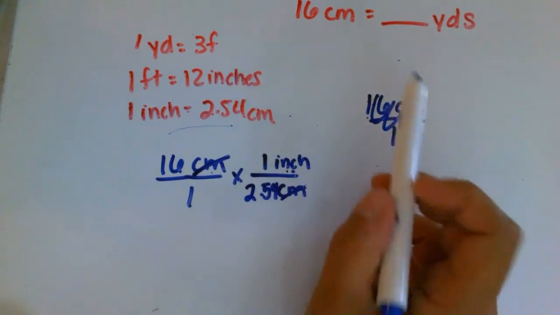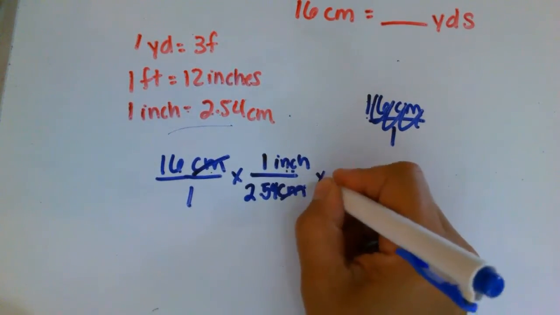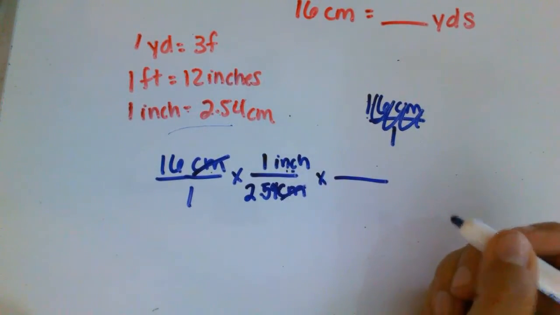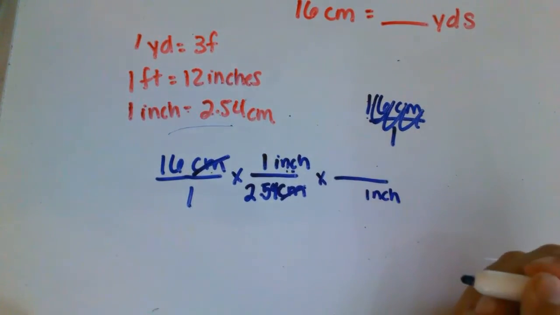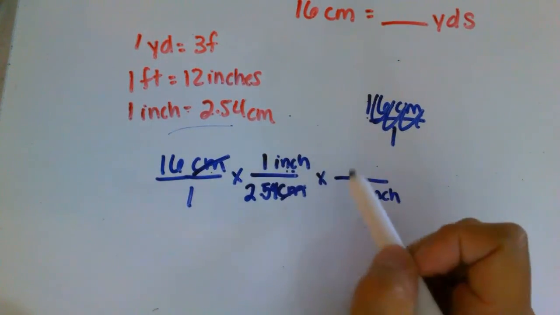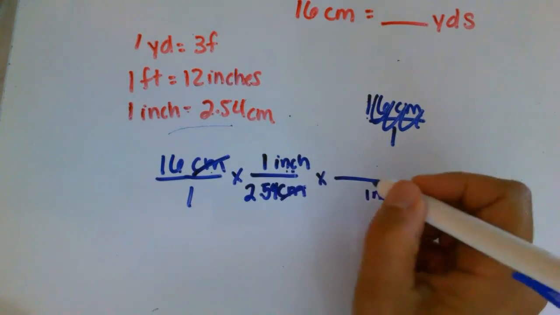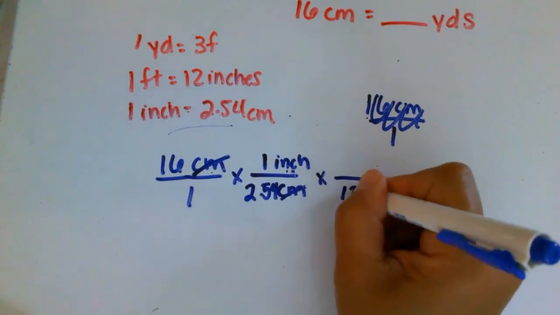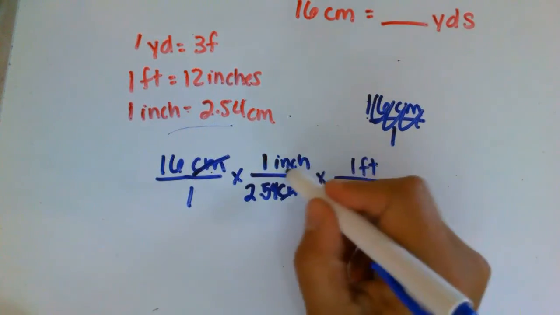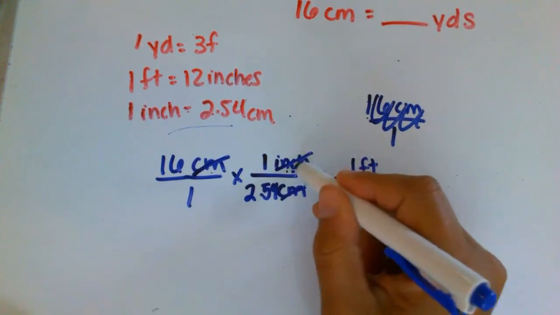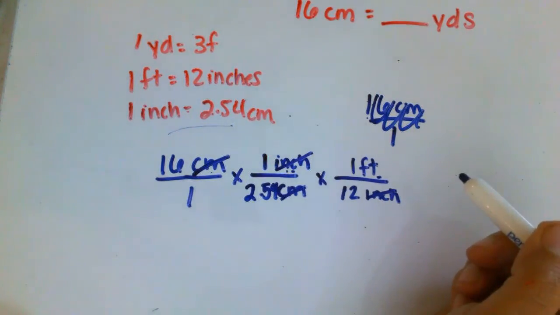Well, is that what the question asked us for? Did they want inches? No, they want yards. So that means we have to do another factor. If inch is on the top here, we have to put inch on the bottom down here. So again, look at our factors. What do we have that's in inches? Well, we know that there's 12 inches in 1 foot. So we'll put 12 inches in 1 foot. Again, inches cancel because one's on top and one's on the bottom. That leaves us with a unit left of feet.